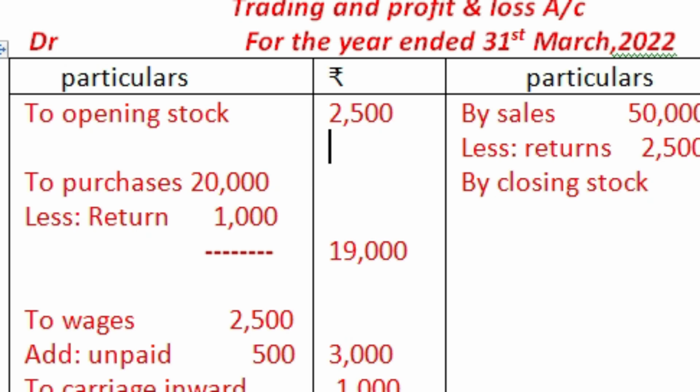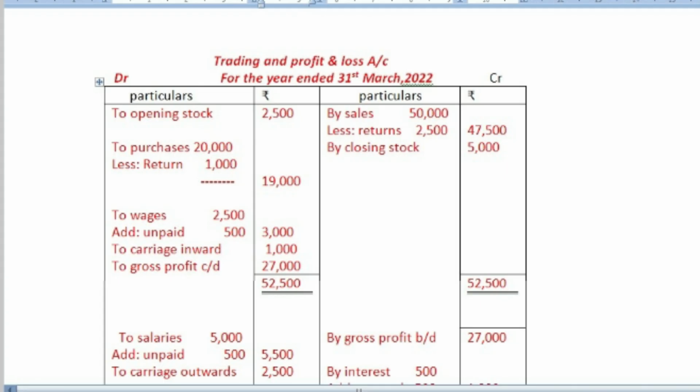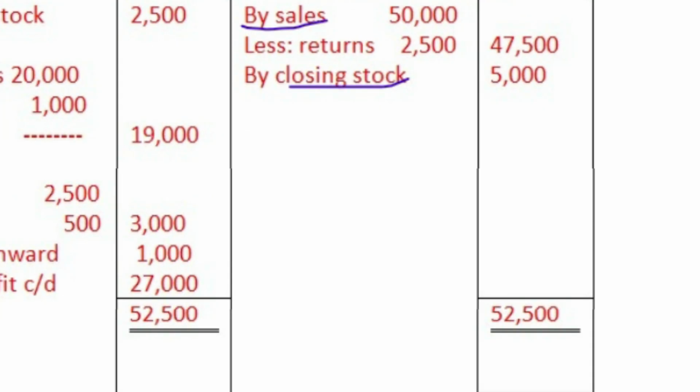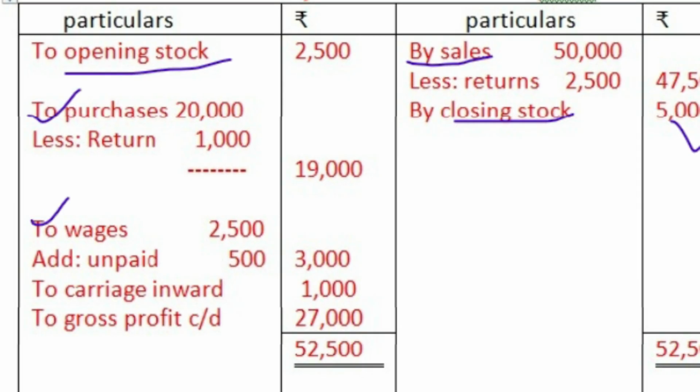So the balance is 19,000, and from sales, 50,000 minus return 2,500 is 47,500. These items always appear on the credit side and the debit side. Those which I have taken are always trading account items. These we always write on the credit side of the trading account. Closing stock, if given in the adjustments, is also written there. Opening stock, purchase and wages always go here. These are the fixed items.